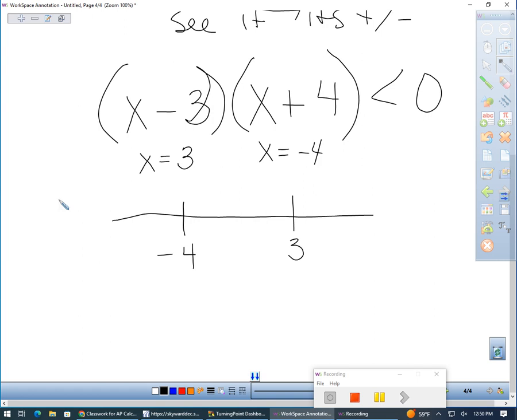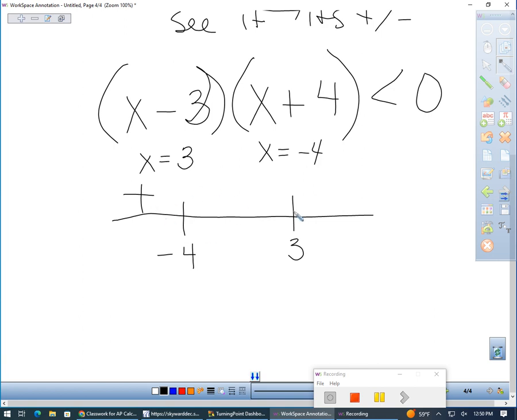Negative 6. All right, Brooke, I agree. If I plug negative 6 in here, negative 6 minus 3 is negative 9. Negative 6 plus 4 is negative 2. Negative 9 times negative 2 is a positive, right? So I'm going to put a little plus sign in that interval.